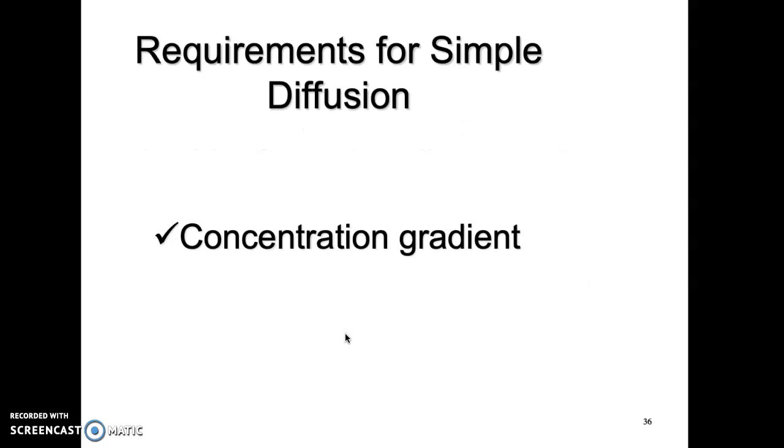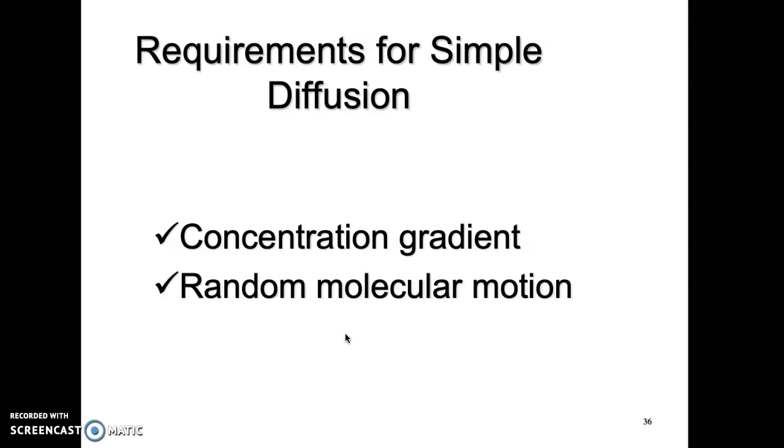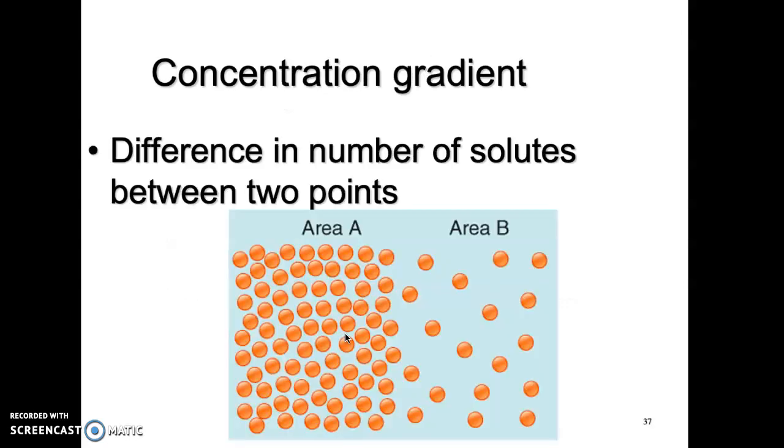So what are the requirements for simple diffusion? There needs to be that concentration gradient. There needs to be more molecules in one area and fewer in another. There needs to be that random molecular motion I've been talking about. And this is a really good example with the little orange balls. There's a difference in the number of solutes between the 2 points. There is a concentration gradient. It's more concentrated in solutes in area A and less concentrated in solutes in area B. Those molecules will bump into each other and move from region A to region B.